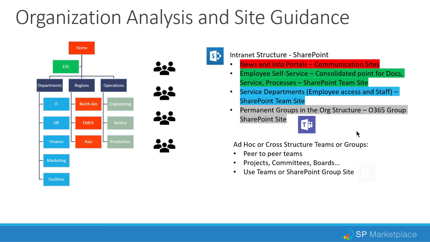Then finally, on the next one, you have ad hoc or cross-structure teams or groups. These are typically peer-to-peer teams. A lot of times they're projects, committees, boards, and you can use Teams really just to do sharing. You can use a SharePoint group site if you wish to. It does kind of the same function. But again, this is just purely collaboration. This is organizational here, and this is collaboration, but probably a little bit more than just a pure, I want to share some docs out here too.